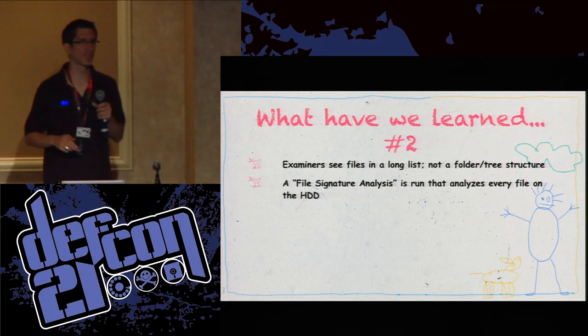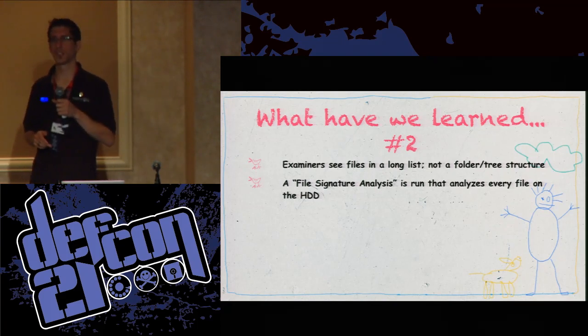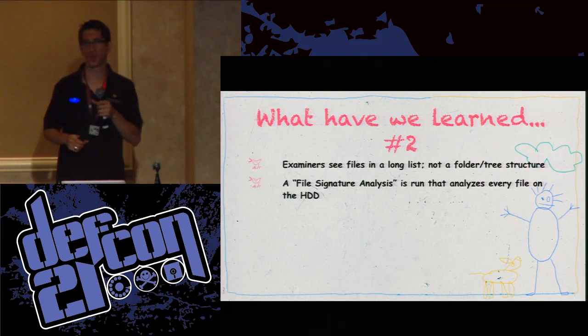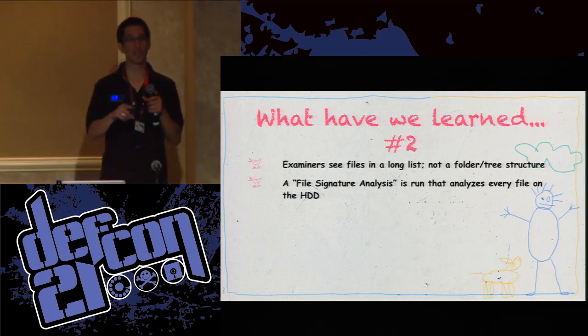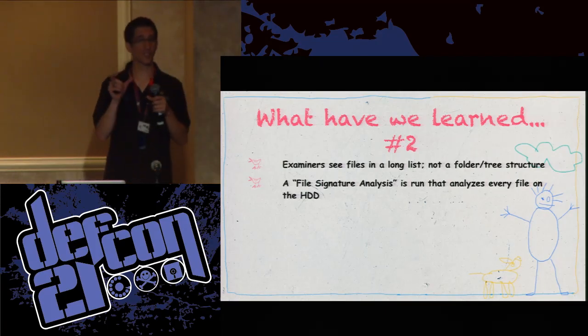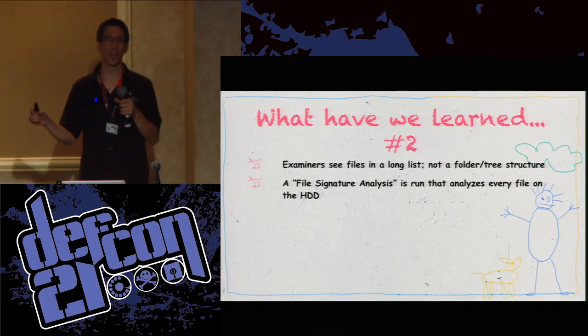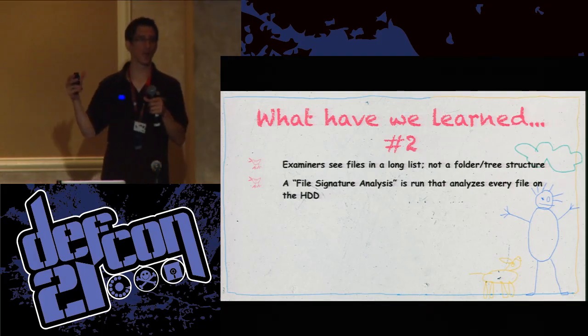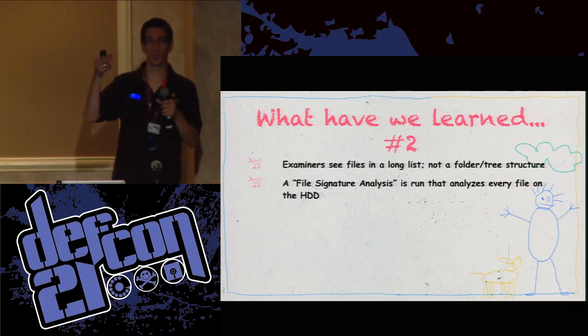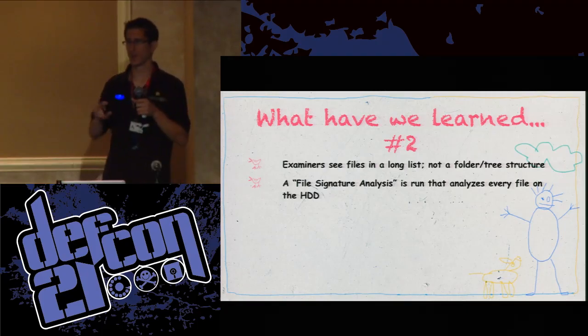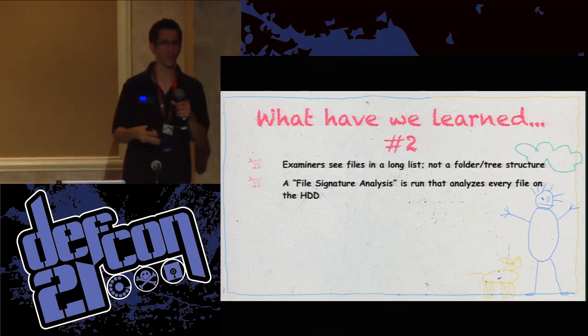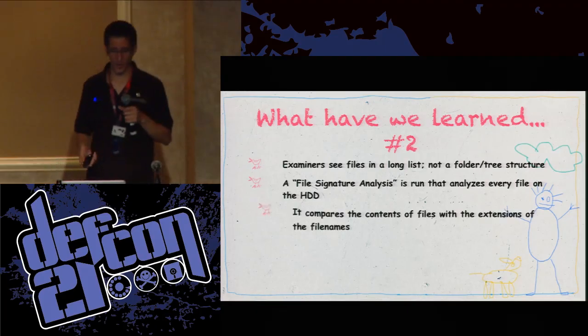Also, one of the very first things that we always run is what's called a file signature analysis. This is a special script that looks at the contents of every file and compares what's inside the file with the extension. If there are any discrepancies, those files are bumped up to the top of the list to be looked at, because the system knows if these don't match, something may not be right here. A human should take a look at this.